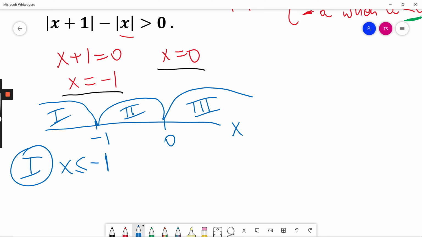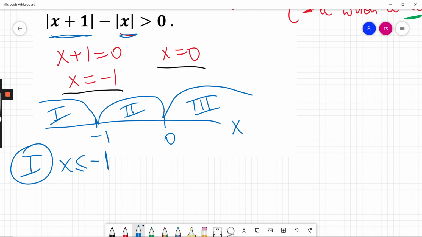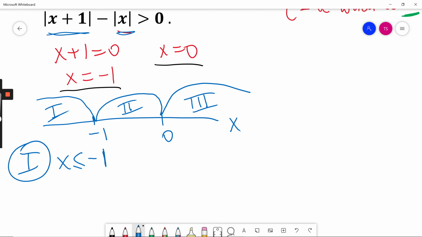When x is less or equal to negative 1, I can think, for example, minus 2. X plus 1, when x is negative 2, this is negative, and also x is negative. That's why I need to put minus in front of this. So the absolute value of x plus 1 will be negative (x plus 1), just to make it positive, minus, and here I have the absolute value of x. Absolute value of x when x is less or equal to negative 1 is minus x.